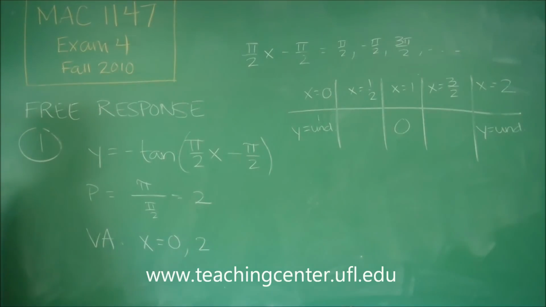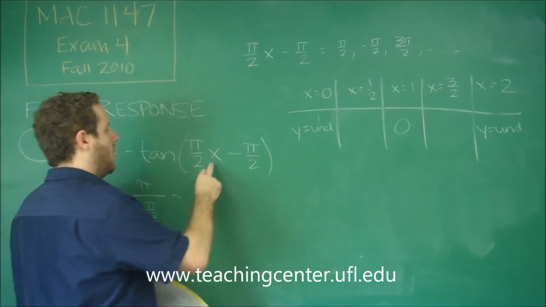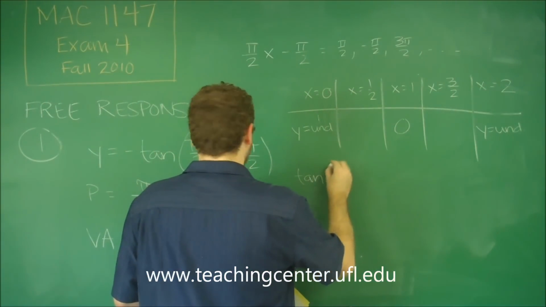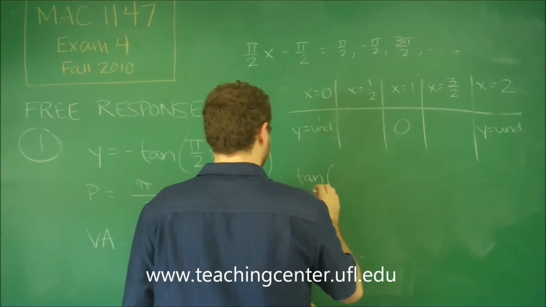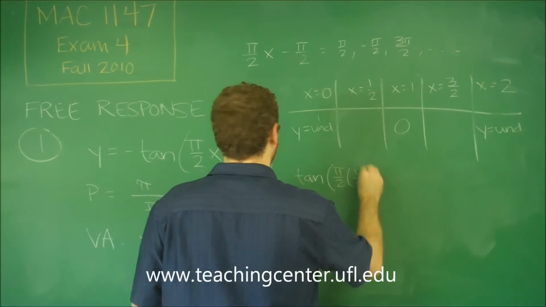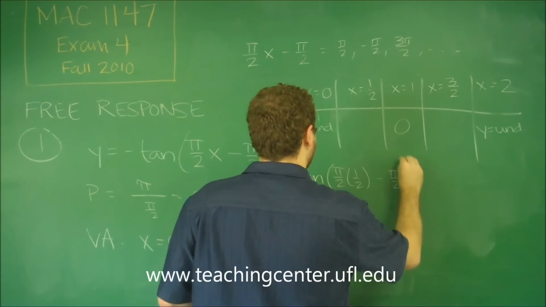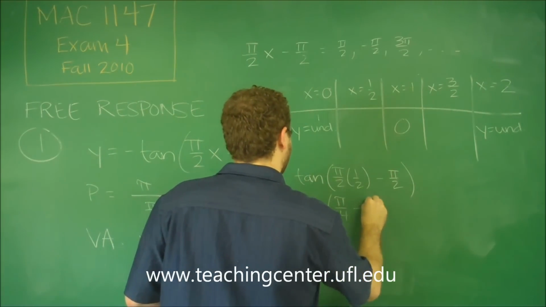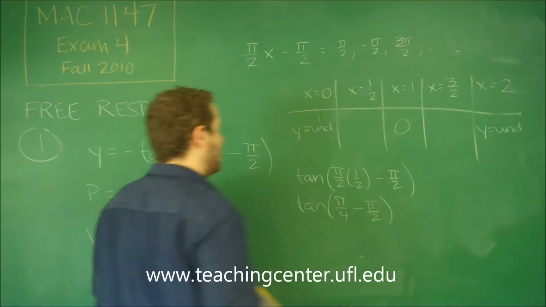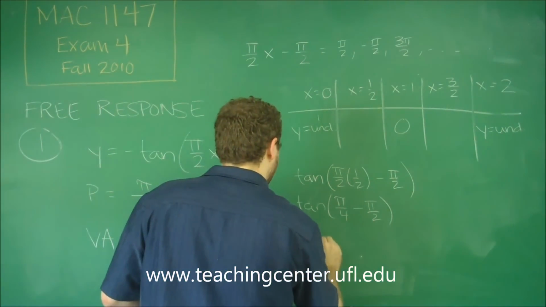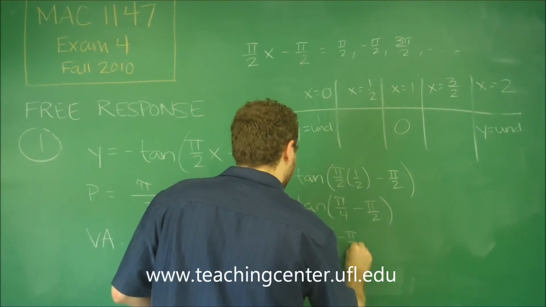So now the last things we need to do are just 1/2 and 3/2. When we plug in 1/2, we get pi over 4 minus pi over 2. So let me write that out here. We get pi over 2 times 1/2 minus pi over 2. So this is tangent of pi over 4 minus pi over 2. If you convert to a common denominator of 4 and subtract there, we get tan of negative pi over 4.